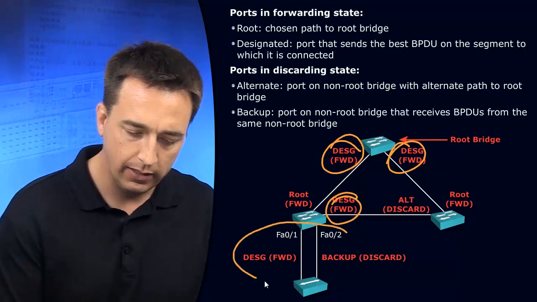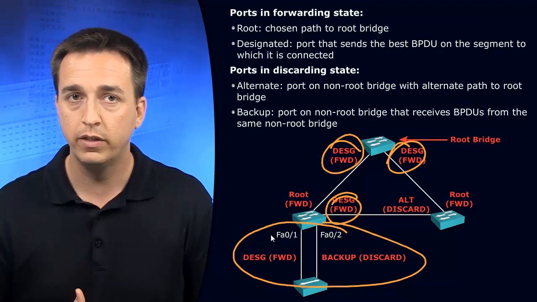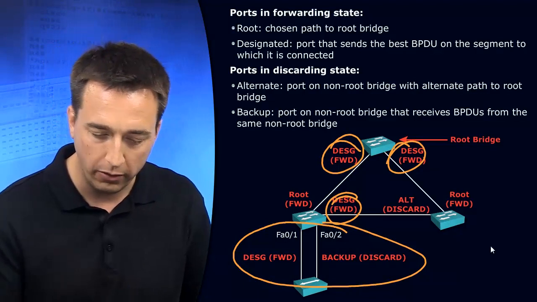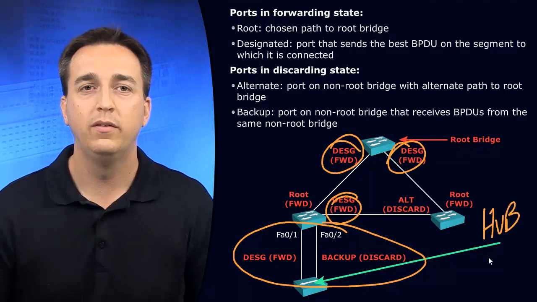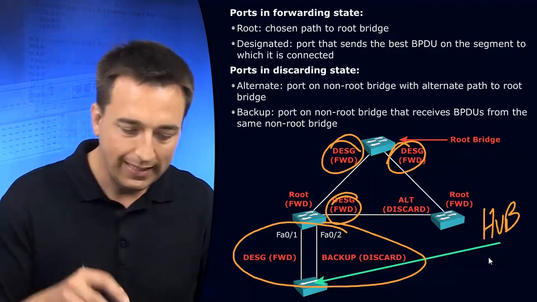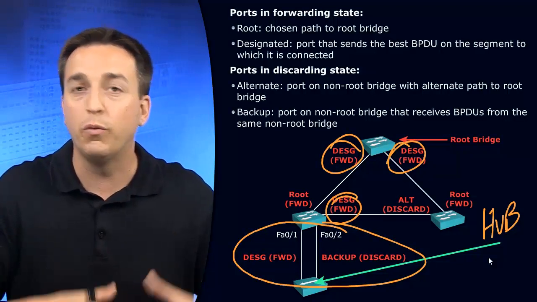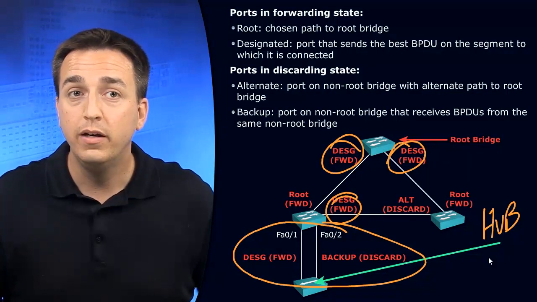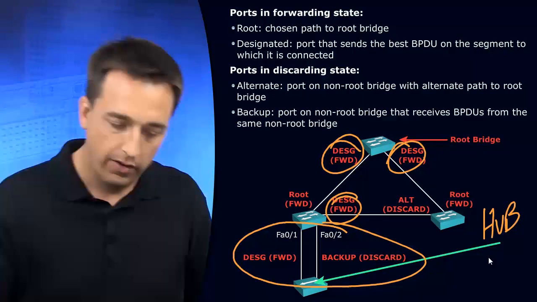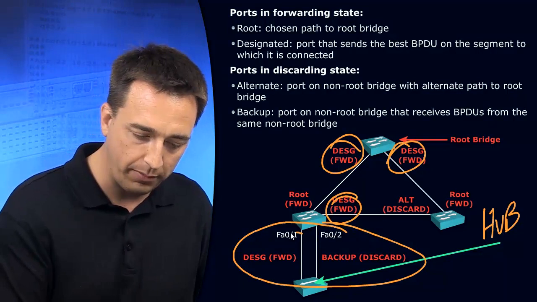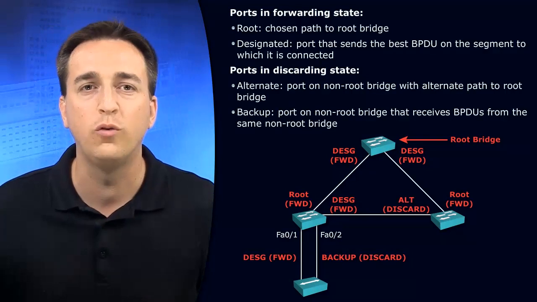And in this case, we have a shared segment. Right? This is a hub. If you weren't familiar with what this was right here, that's a good old-fashioned hub. And when we have a hub, this segment is all shared, so we're running in half duplex. As a result, within that shared environment, we have that one designated port, which happens to be Fast Ethernet 0/1 in this case. So those are the ports in the forwarding state.